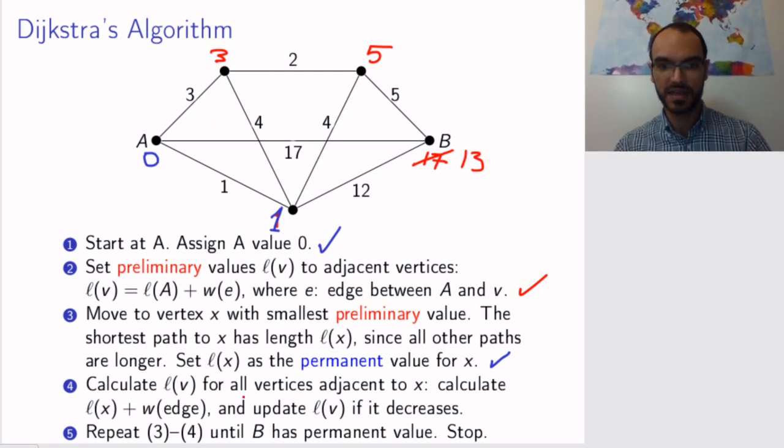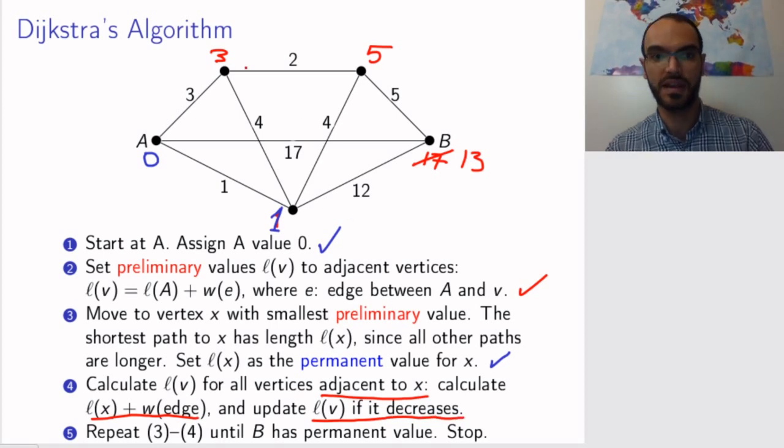In other words, I calculate L of V for all the vertices adjacent to my blue vertex. I calculate this value like that, and I update it if I decrease the value that was already there. So here I had such a decrease, here I did not. Here there was no value from the beginning. Sometimes people put the value infinity at the beginning to just keep in mind that this needs to be improved, or you don't put any value, you just adjust the value now.